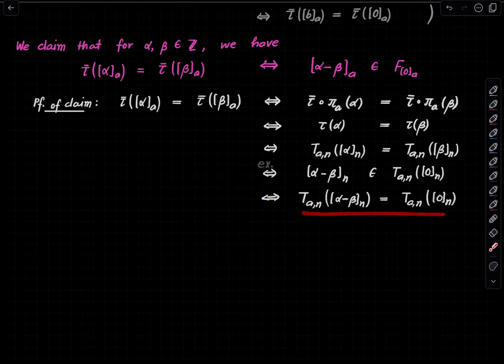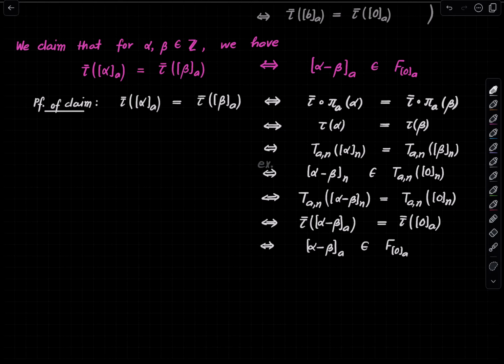So we have that. But this gives, by definition of tau bar, tau bar of alpha minus beta modulo A. And that is tau bar of 0 modulo A. That's exactly tau bar of 0 modulo A, and that's exactly tau bar of alpha minus beta modulo A. Which means alpha minus beta modulo A lies in that. Right? So that proves our claim.